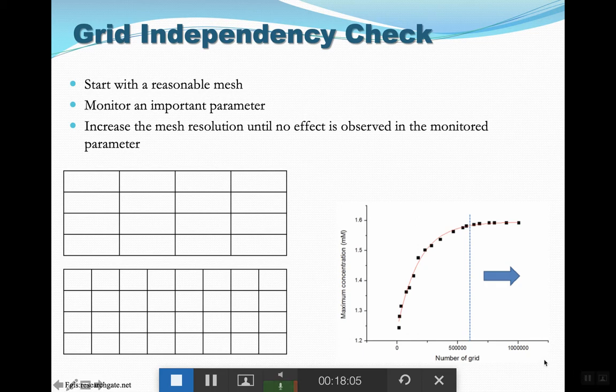I won't use this one because, true, this is grid independent too, but it goes against my rule of thumb, which is to simplify the equation as much as possible. So this would be the minimum number of cells with which I still get grid independency.